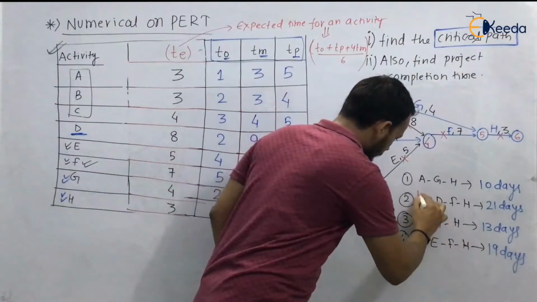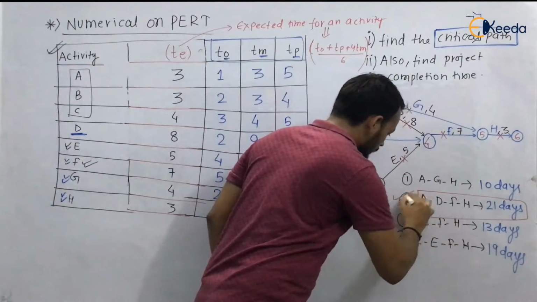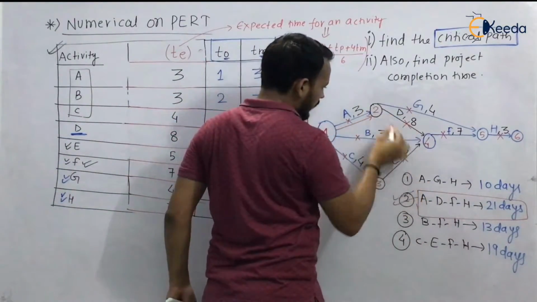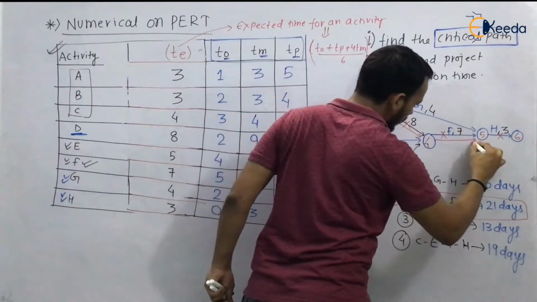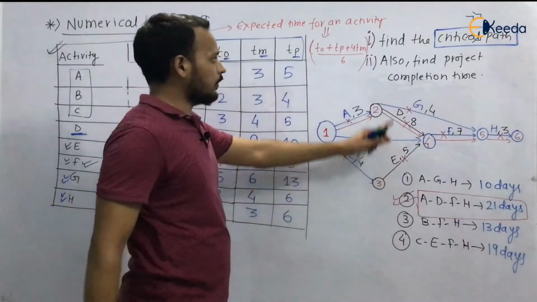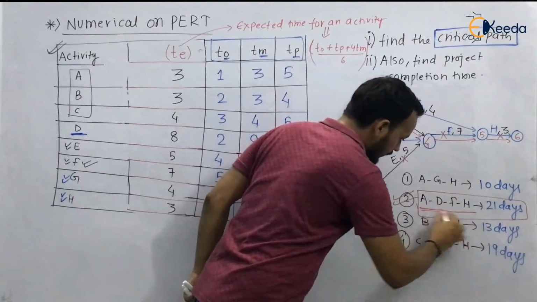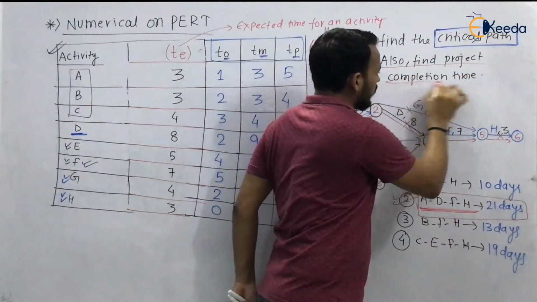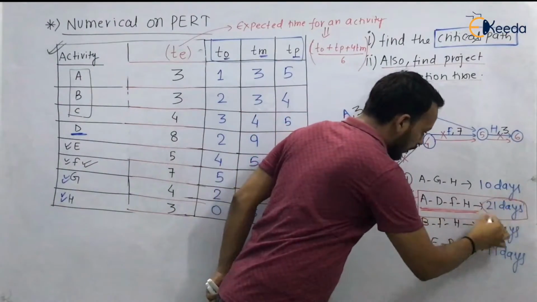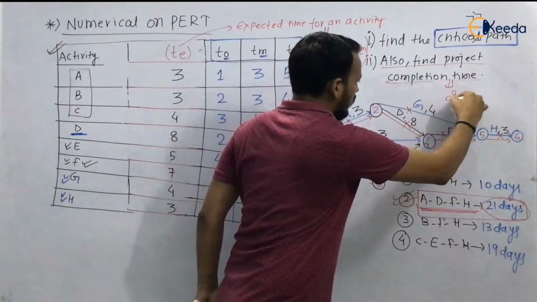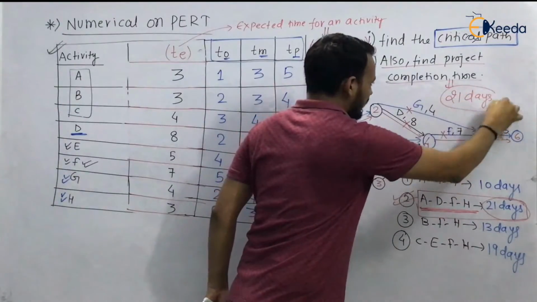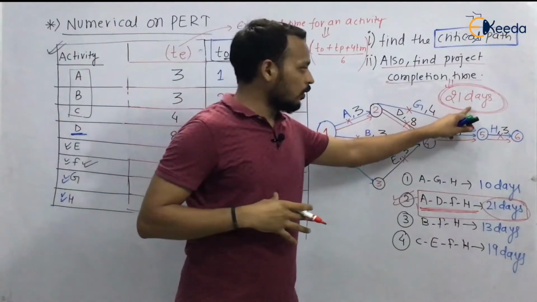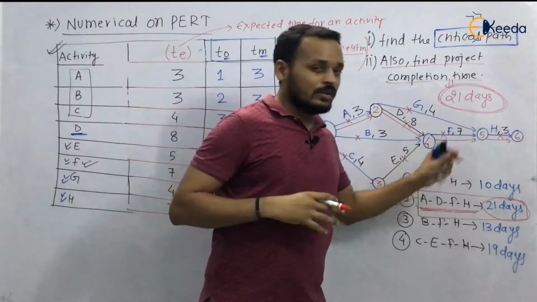So our answer is ADFH. Just double arrow it. So the first answer you have got is that your critical path is ADFH. And the second question says to also find the project completion time. The project completion time will be 21 days, because the time taken for the critical path is the project completion time. So the project completion time will be 21 days and ADFH will be your critical path.